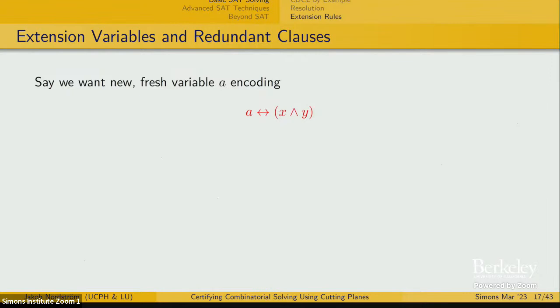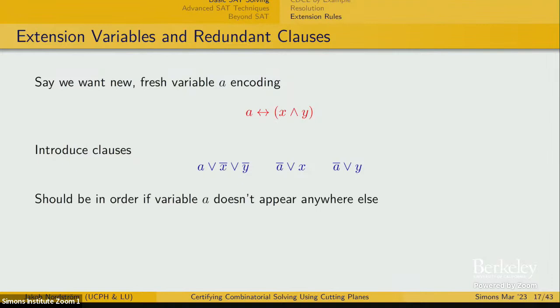Now, SAT solvers will do more than this. Sometimes they will say, oh, I want to keep track of the value of the conjunction of X and Y. I want to introduce a fresh variable that actually takes the value of this conjunction. Now, the way you could do this is, if you think about it, I could add these three clauses to my formula. Is this okay? Yes, if A is fresh, this should be okay because, you know, given an assignment to X and Y, A will just propagate to whatever value it should take.